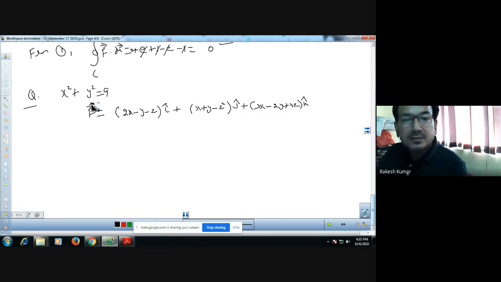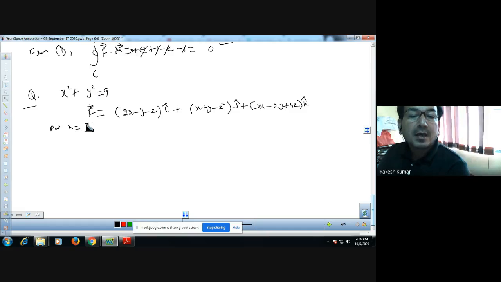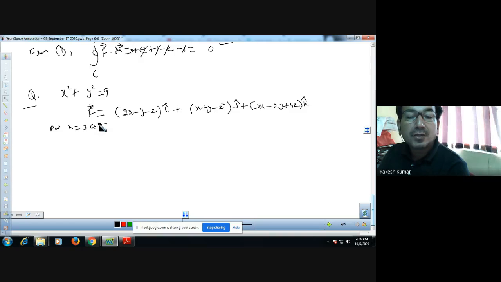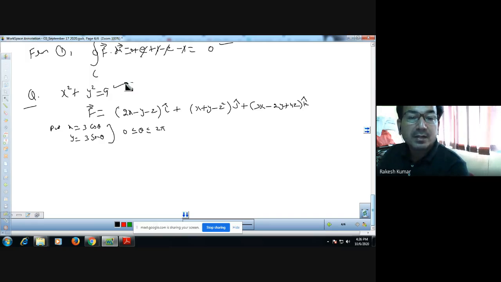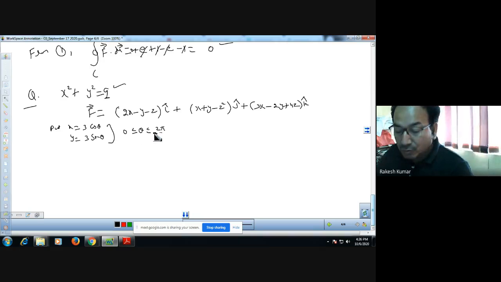So the curve is a circle. In the circle you can use polar coordinates. Put x is equal to 3 cos theta, y is equal to 3 sin theta. It is always very easy when you convert the Cartesian coordinates x, y into polar, r and theta. What is r? Radius of the circle is 3. And theta varies from 0 to 2 pi.